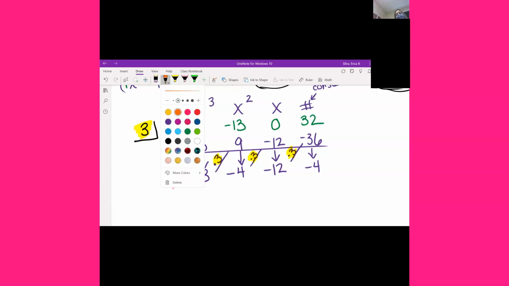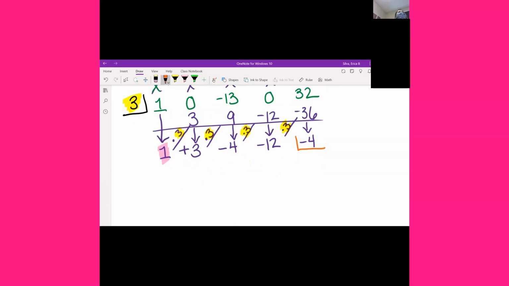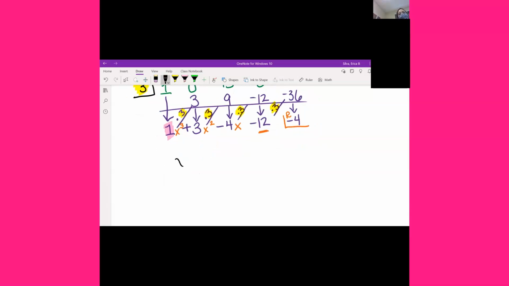This is where the magic happens. Are you ready? We're going to put a box around this one because this is my remainder. This first term is my constant. Then we're going to put x to the 2nd power, x to the 3rd power. And that's our answer. Let's rewrite it. X to the 3rd plus 3x squared minus 4x minus 12 remainder.